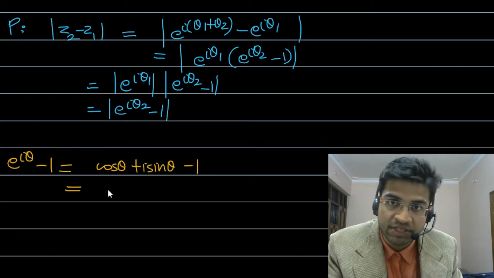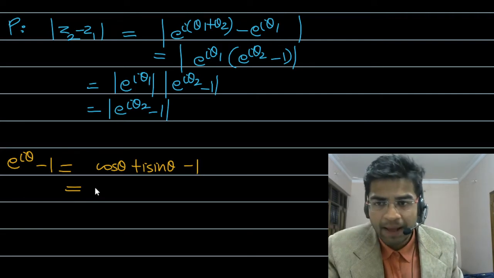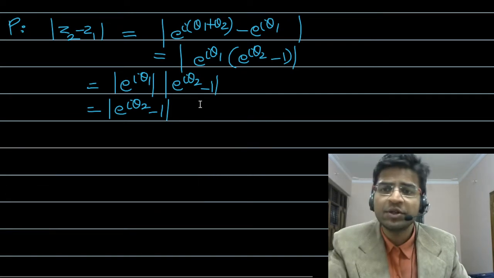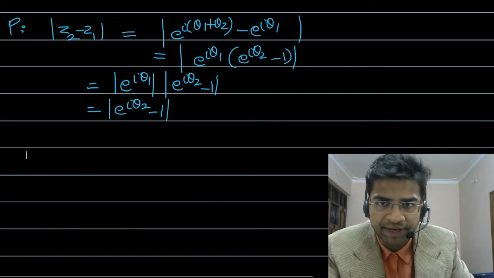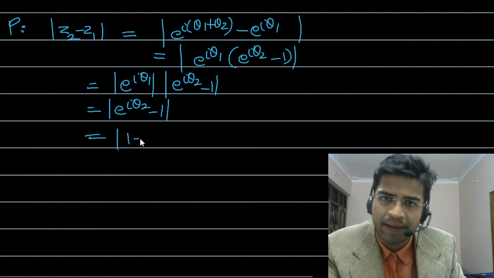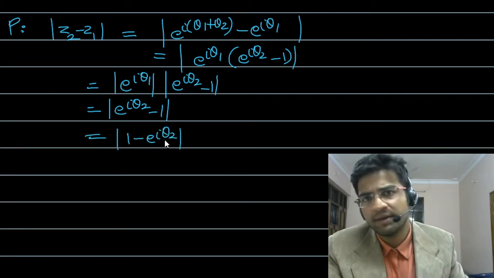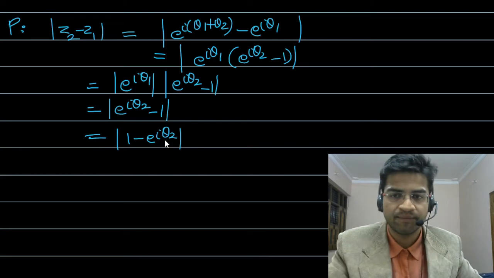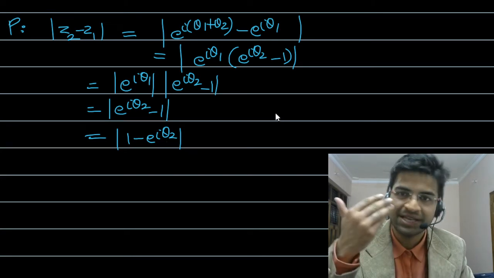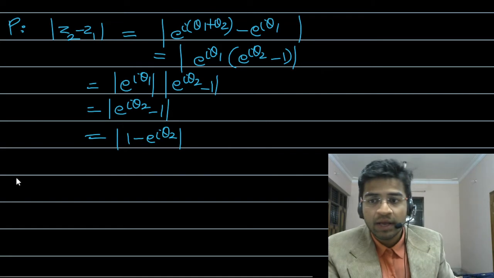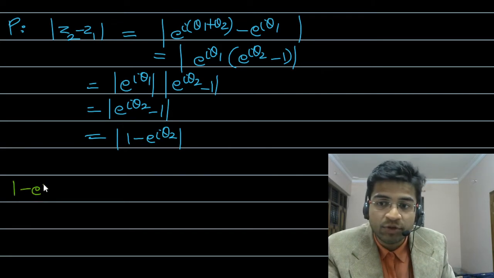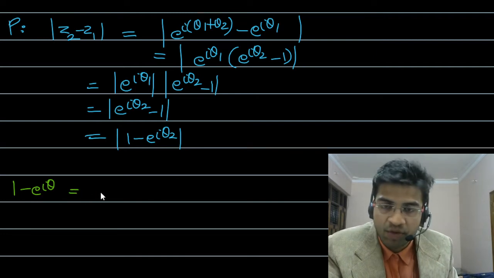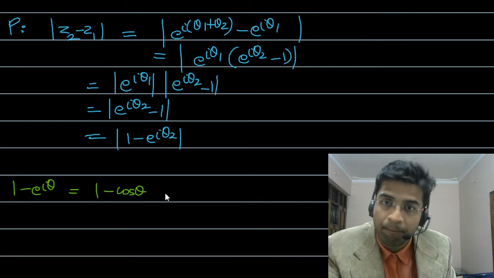Fine. I am taking minus 1 common over here, or even this mod of e to the power iota theta 2 minus 1 can be written as mod of 1 minus e to the power iota theta 2. I hope you all understand this. It doesn't matter whether you take mod of minus 4 or mod of 4, it is the same thing. Mod of z or mod of minus z is the one and only same thing. So what is the significance of 1 minus e to the power iota theta? It is a very, very important expression. This is equal to 1 minus cos theta minus iota sin theta.